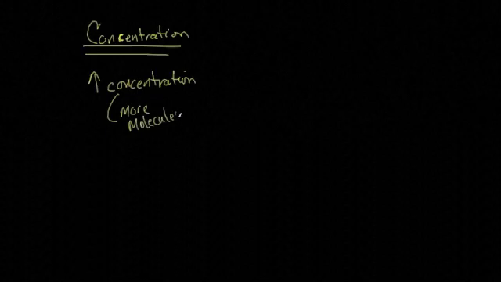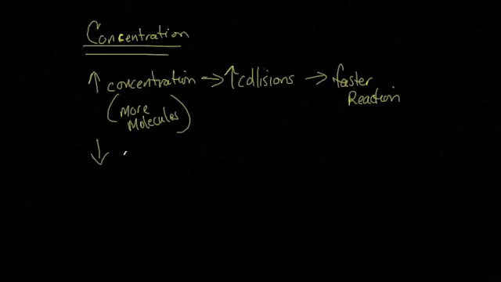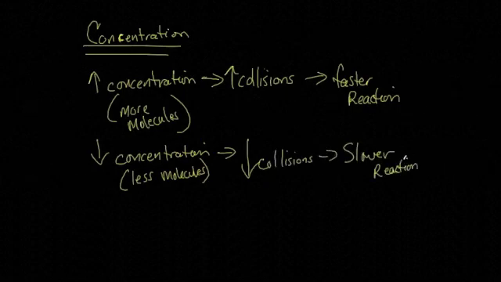Okay, so the higher the concentration, the increased concentration, more molecules are present in a particular space, a particular volume, leads to increased collisions, results in a faster reaction. And therefore, the opposite is true. So a decreased concentration, there are less molecules in a particular volume or space, leads to decreased collisions and a slower reaction. Okay?